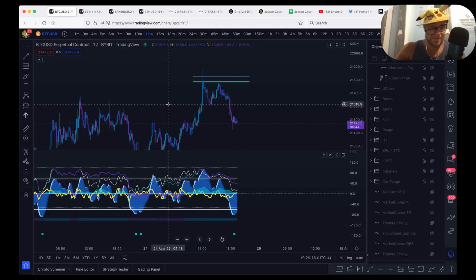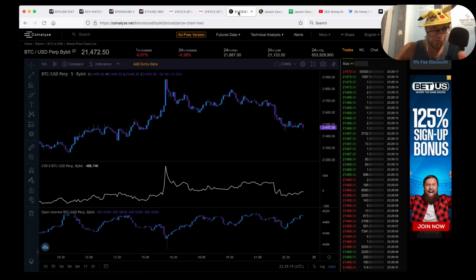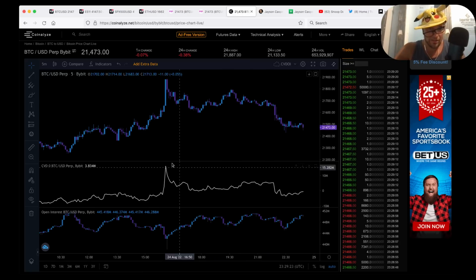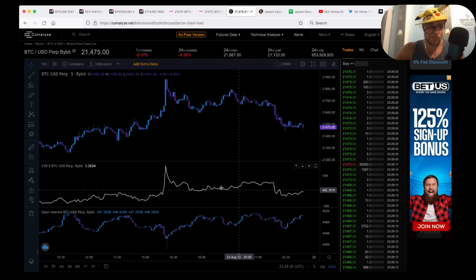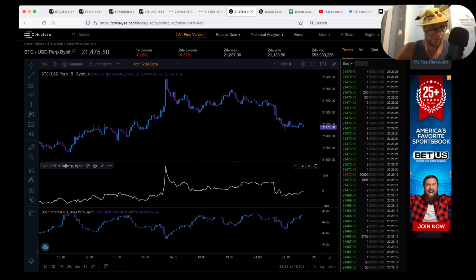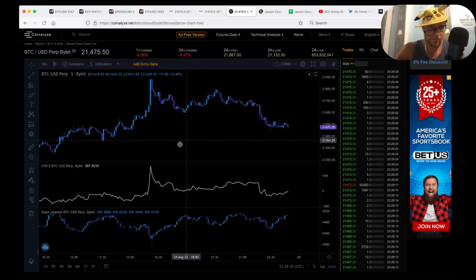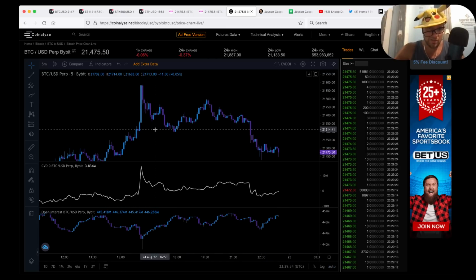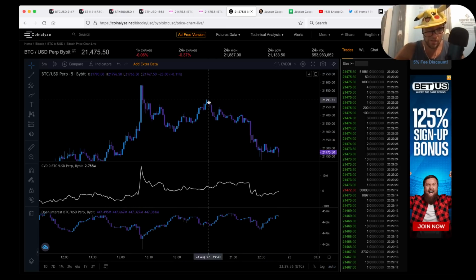So the second thing you can do, guys, is there's a website called Coinalyze.net. What we can do now is look at something called cumulative volume delta. This can also get you into trades. Now, I want to show you something quite interesting here.